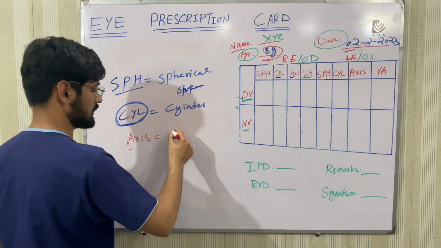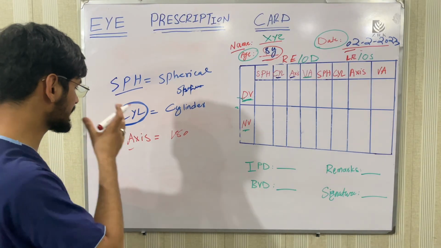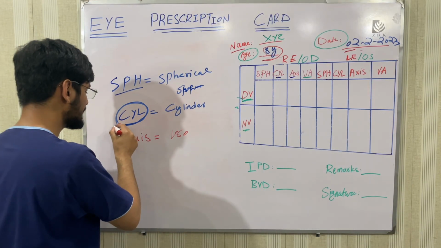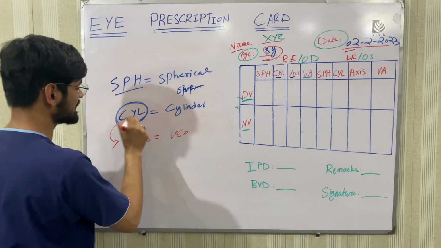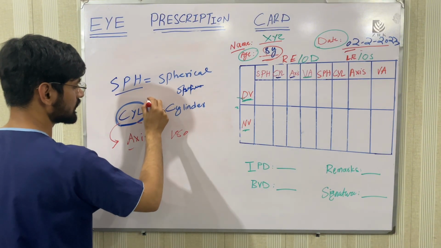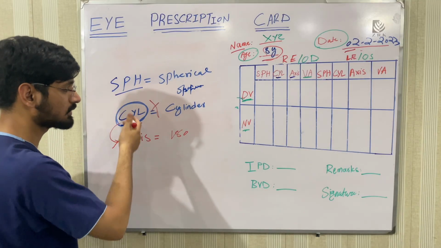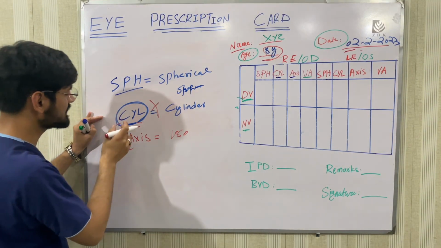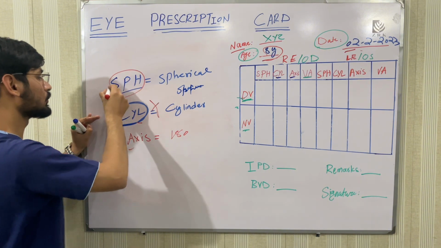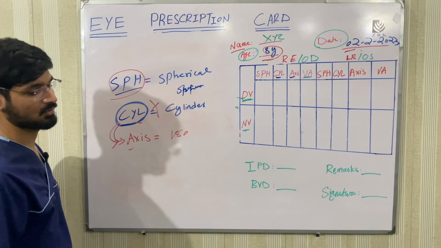Axis may be 180, 100 or anything, okay? This is not our concern. If there is cylinder, there will always be an axis. No cylinder without axis, okay? So what is the main difference between cylinder and sphere? The main difference between them is sphere doesn't have an axis, but cylinder always has an axis, okay?